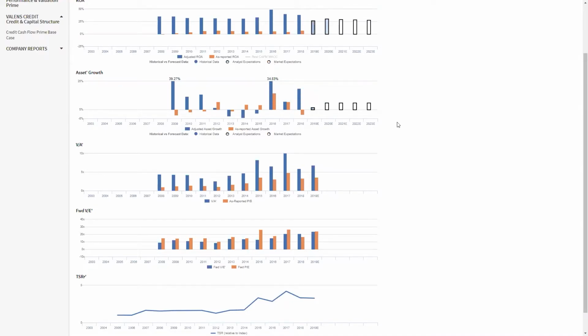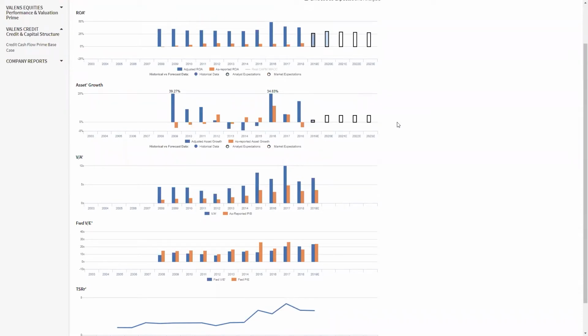If you think about it, the powerful tool that we have here when we look at the performance and valuation prime for Activision Blizzard is we're using a return, an ROA, and an asset growth in terms of the investment in the company to better understand a DCF model, a discounted cash flow model. Free cash flow is the driver of a DCF model. Free cash flow, though, has two different drivers.